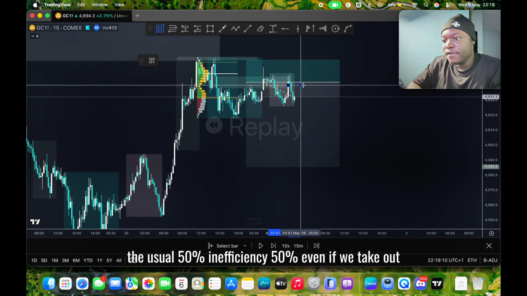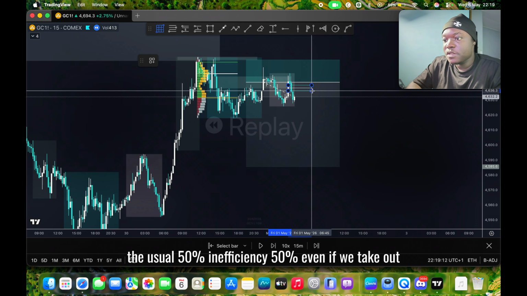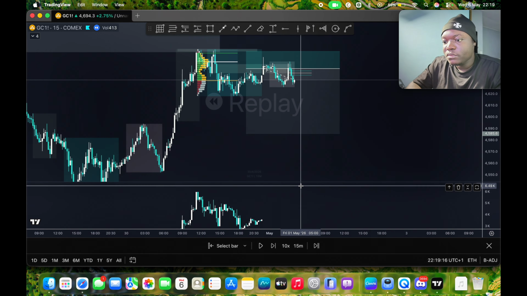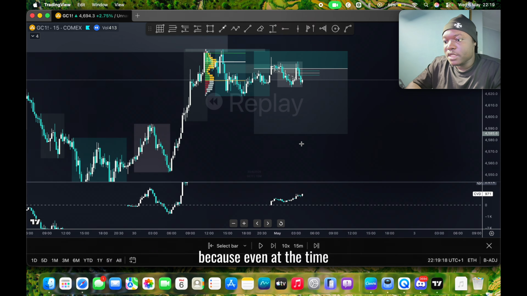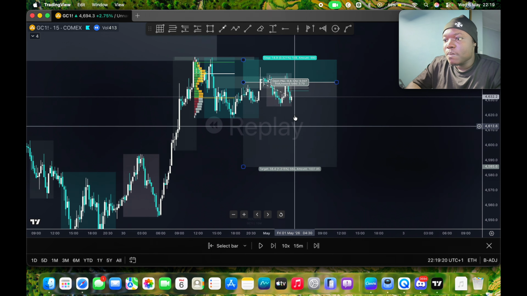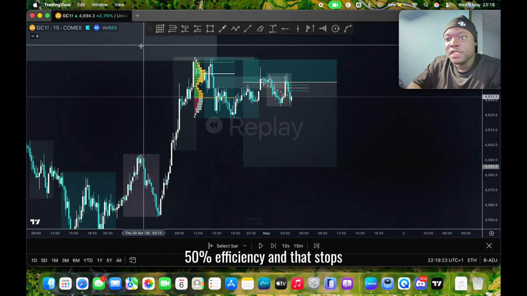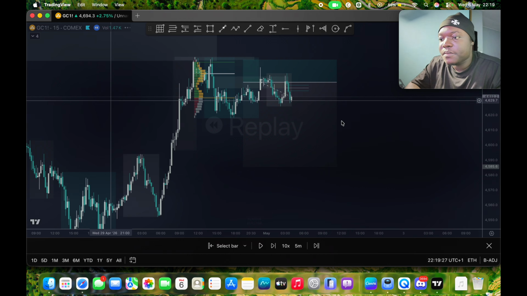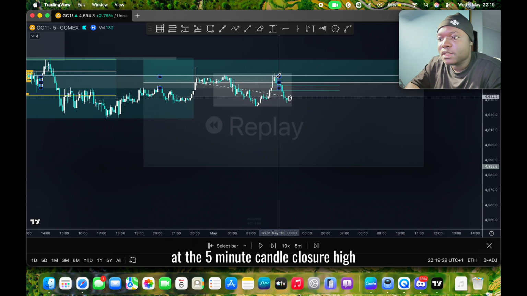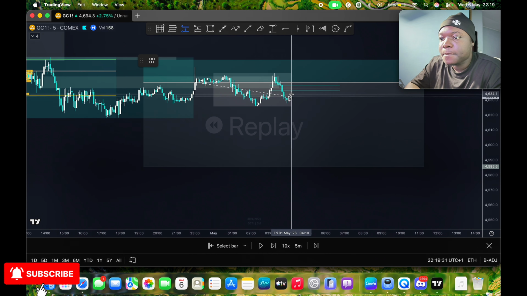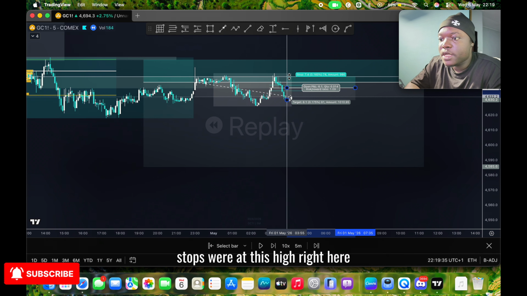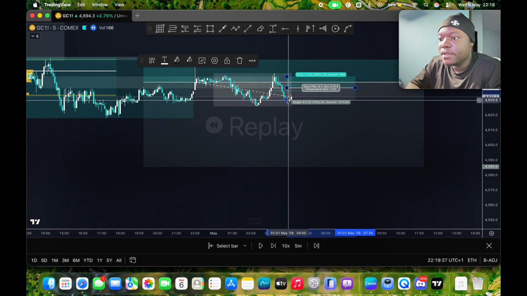You know the usual 50% inefficiency, even if we take out, because even at the time, 50% inefficiency. You know, I like my stops at the 5 minute candle closure high. So my entry was here, stops were at this high right here.